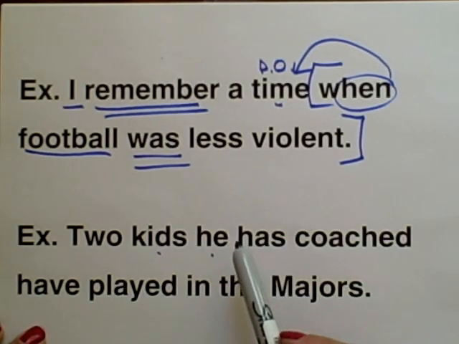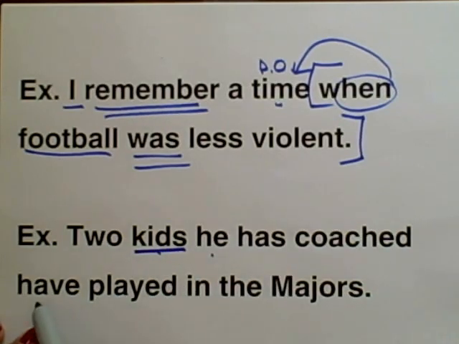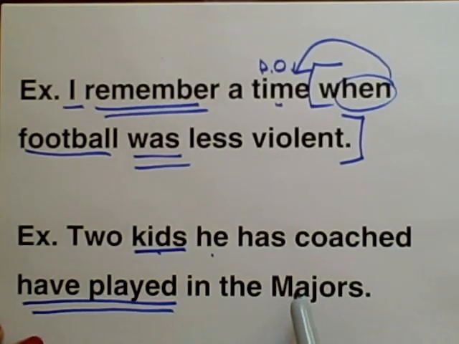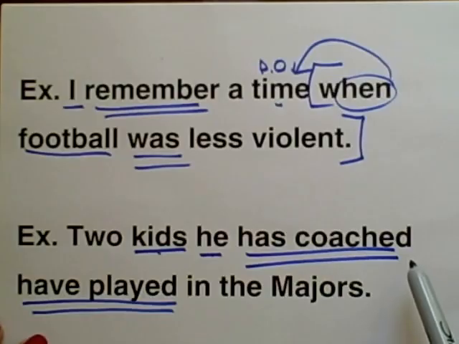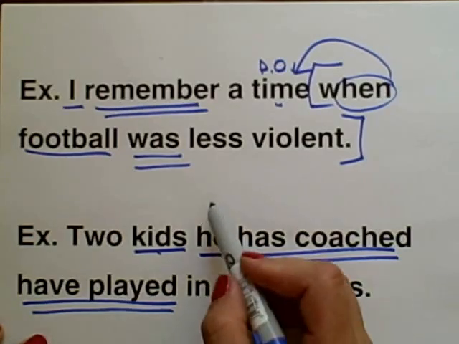What have the kids done? They have played in the majors. That's my independent clause, or my main clause. What's left? Another subject, he, and another verb, has coached. So I have two clauses: two kids have played in the majors, and he has coached.